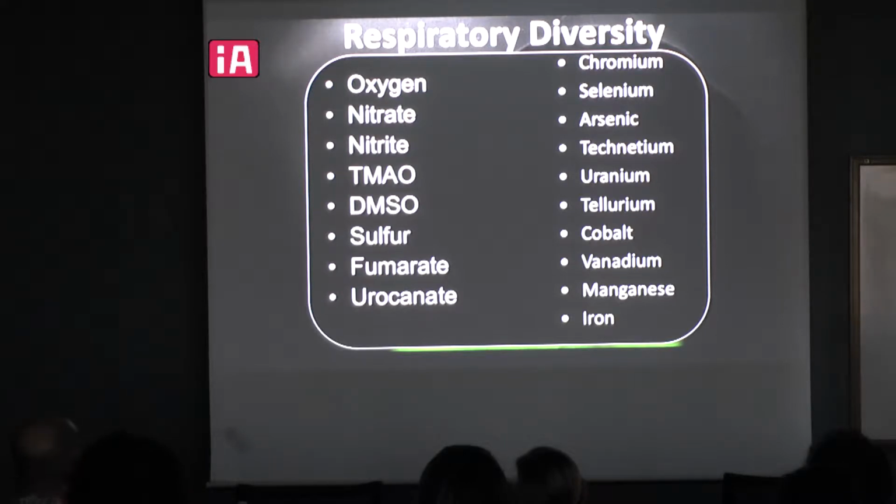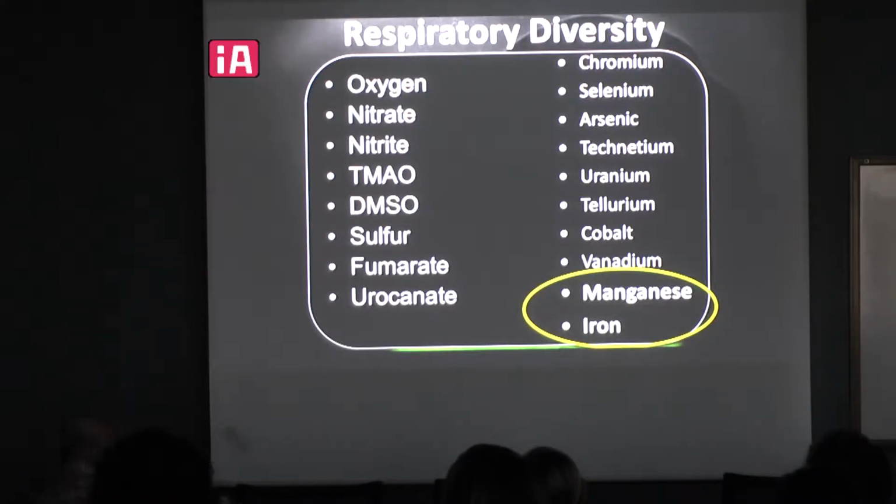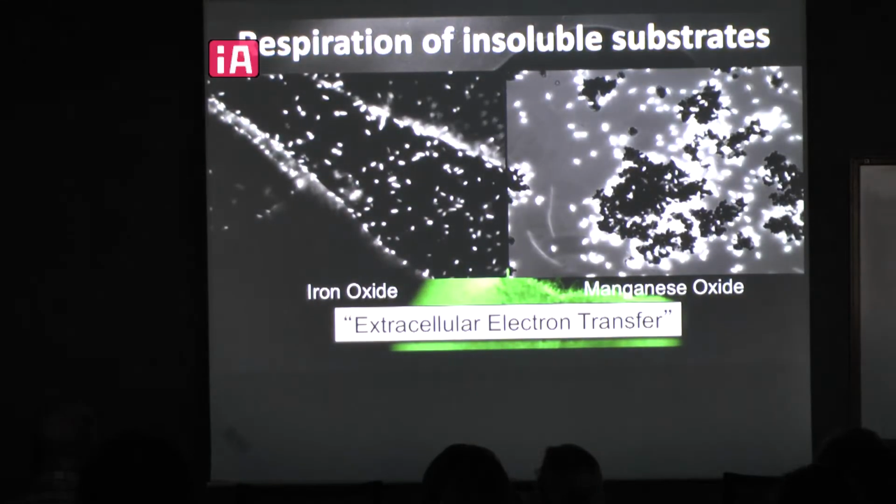And what makes some of this very unusual is the ability to respire iron and manganese oxide minerals that at circumneutral pH in our aerobic world are minerals. And so these are images showing you on the left iron oxide, on the right manganese oxide, and just little bacteria that have been labeled with a protein called green fluorescent protein. And this just illustrates the problem here.